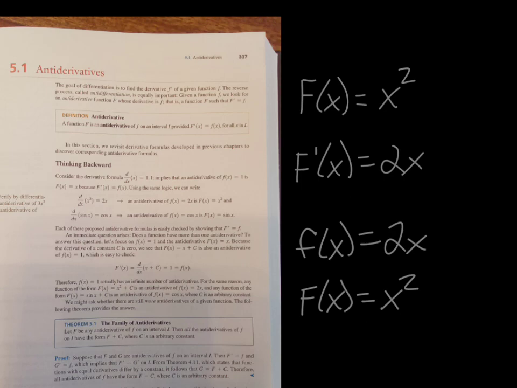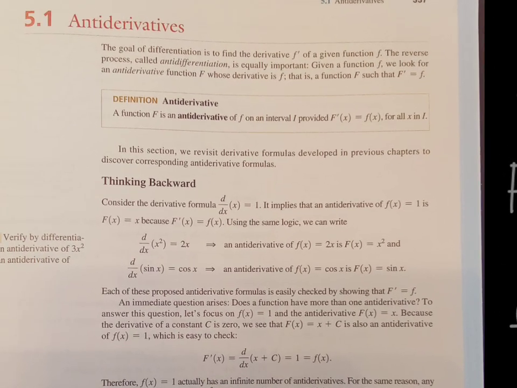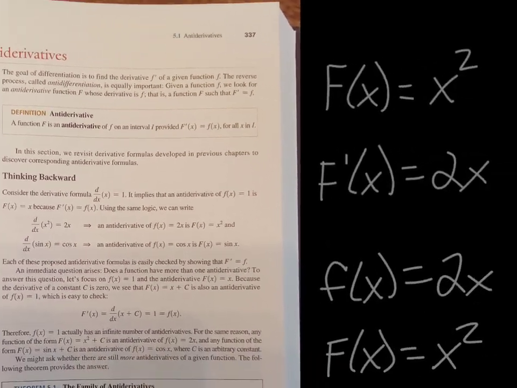Okay, and that's all they're talking about here, right? An antiderivative, the definition: a function, the big F, is an antiderivative of f, little f, provided that the derivative of big F is that f. Okay, and so that's what I'm trying to show over here.